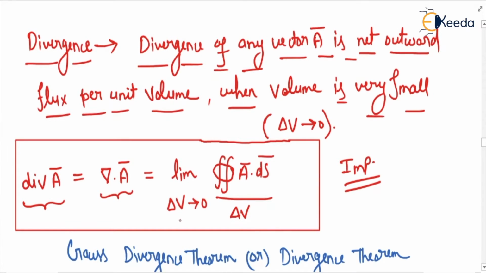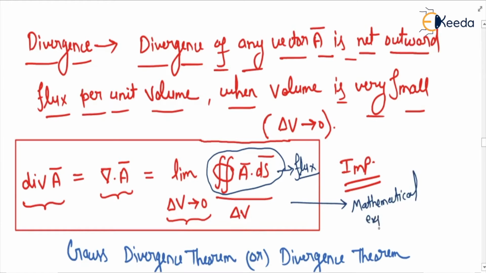It is equal to limit delta V tends to 0, because volume should be small, and the flux of the vector, the flux is represented by the surface integration. Here this represents flux of the vector per unit volume. So per unit volume, we will divide with the volume. So this is the mathematical definition of divergence.